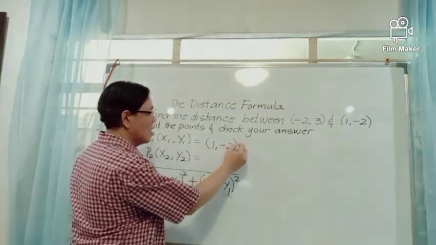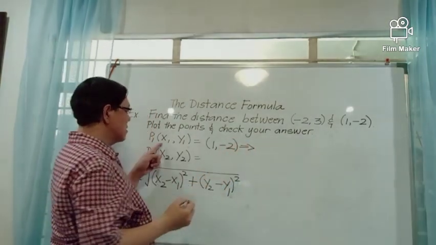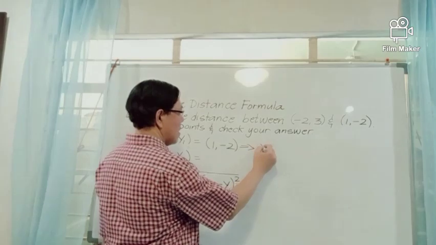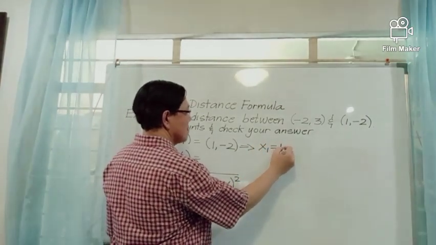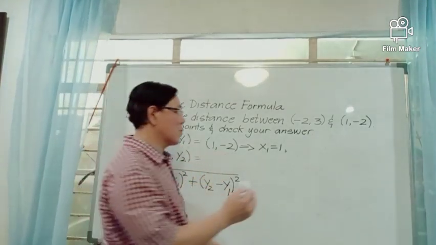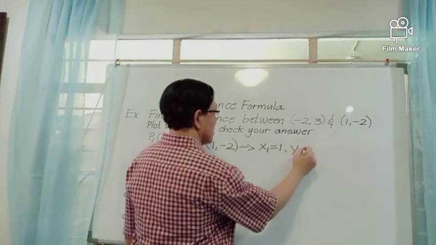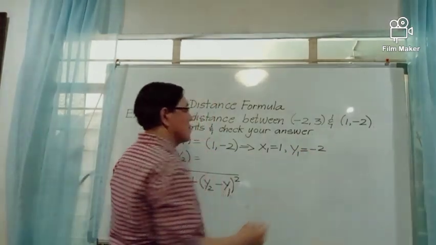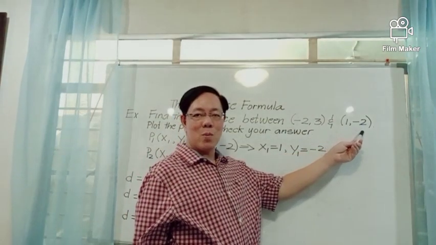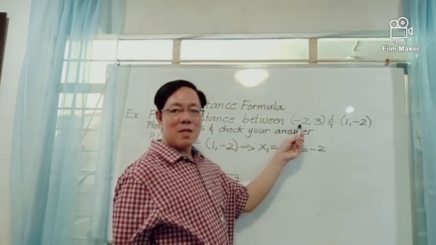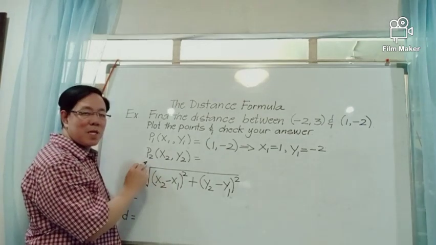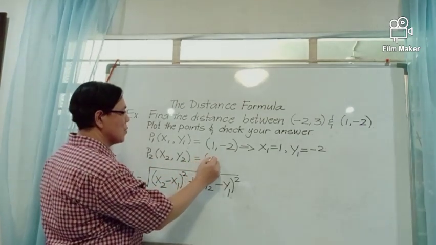And this implies that the abscissa x1 of P1 is 1, x1 equals 1, and the ordinate y1 of the point P1 is negative 2. We write y1 equals negative 2. If this point is your P1, then the point negative 2, 3 must be your point P2. The point P2 now is the point negative 2, 3.